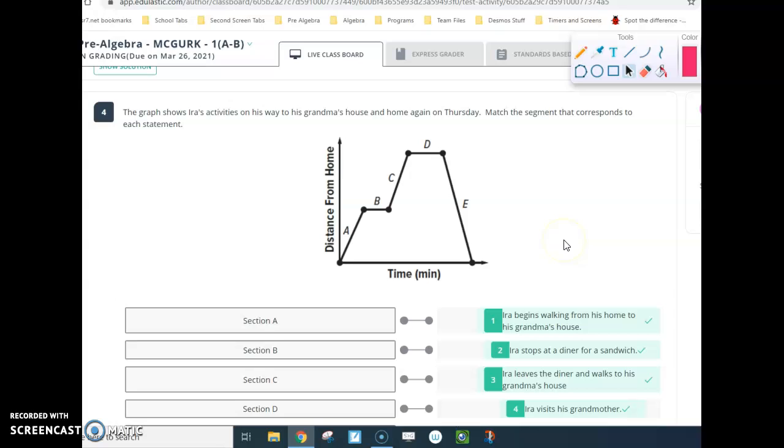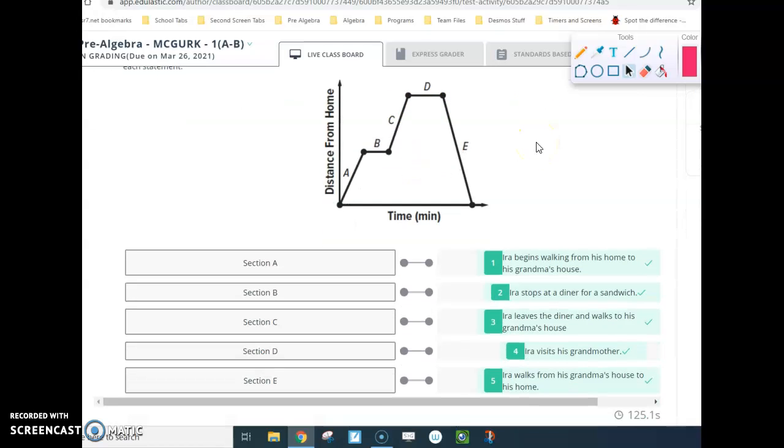Okay, number 4, this is where you were just matching different sections of the graph. So in part A, Ira is walking from his house, because it's a distance from home, to his grandma's. At B, he stops at a diner for a sandwich. At C, he leaves the diner and walks to his grandma's house. Part D is where he's visiting his grandma. And then section E is where he's walking from his grandma's house home.